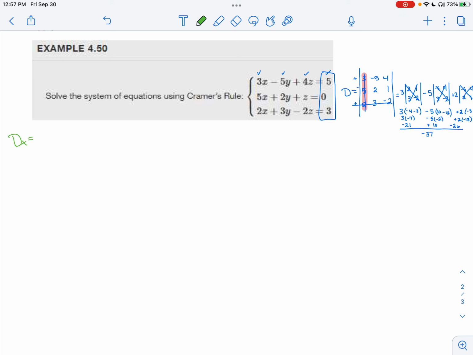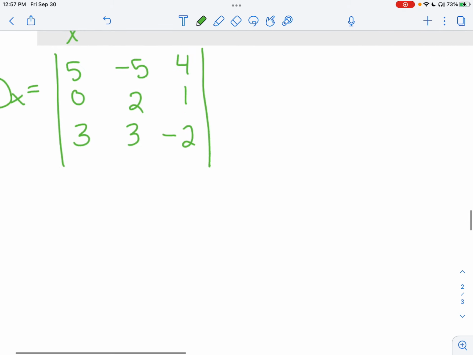So I'm going to replace all my x's with 5, 0, and 3, which is what was after the equal sign. So the x column becomes my equal sign. All right, and then I'm going to have -5, 2, and 3, 4, 1, and -2. All right, and I'm going to zoom and I'm going to do this.